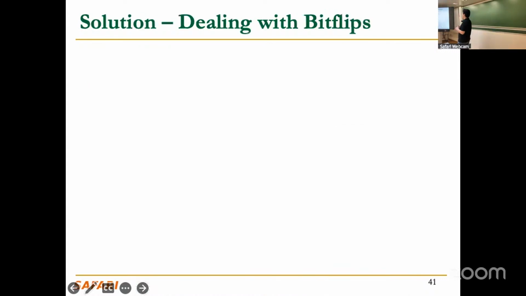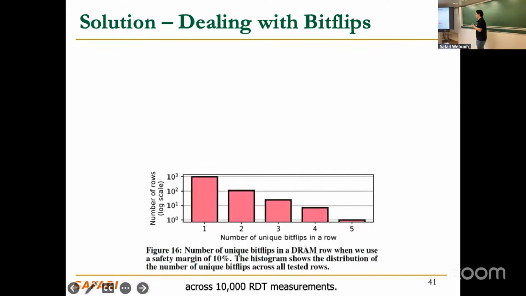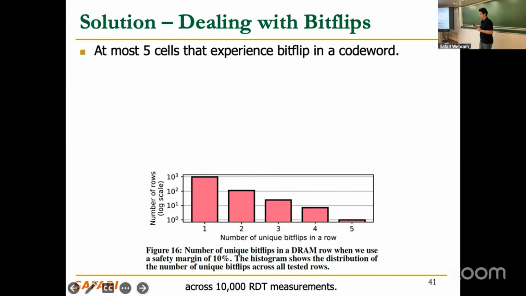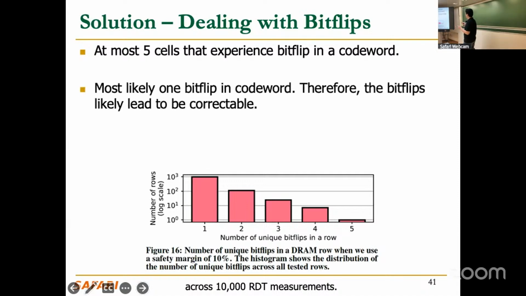So in that case, we have to deal with some bit flips to create a feasible solution, without introducing a huge system overhead. To assess this feasibility, the authors also constructed a histogram that shows the distribution of the number of unique bit flips across all tested flows if we just implement a safety margin of 10%. We can see there are at most 5 unique cells that experience a bit flip in a single ECC code word. The likely outcome is that we are going to experience just a single unique bit flip, by looking at the histogram distribution.